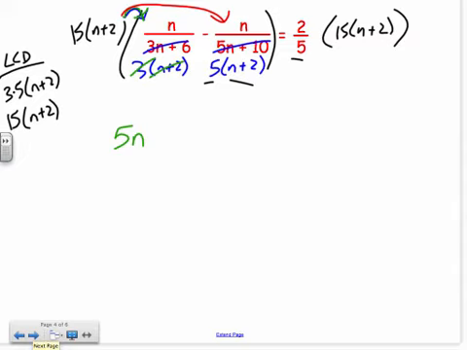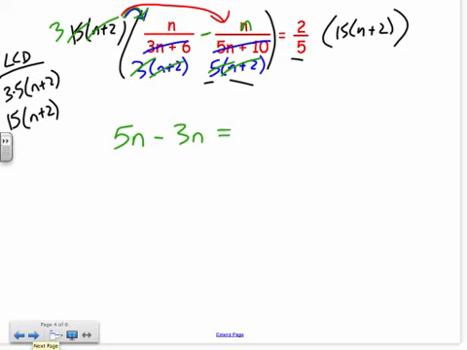Yeah, so let's cancel things. If we look, n plus 2's cancel again. And a 5 goes into both of these, so that's gone. 5 goes into 15 three times. So it's really 3 times a negative n, so a negative 3n. And all my denominators are canceled, aren't they? That's our purpose. That's why we do that.